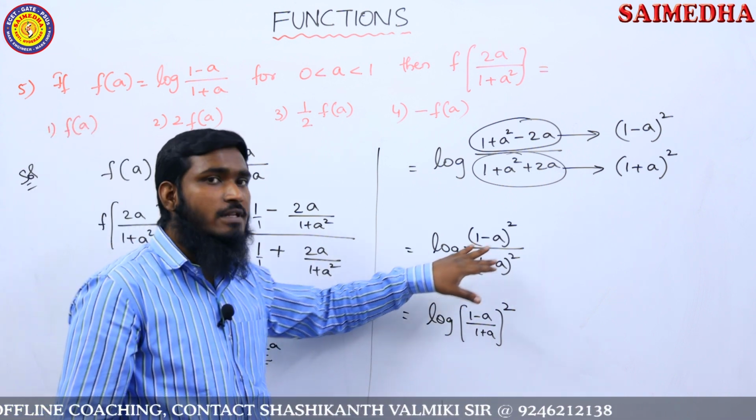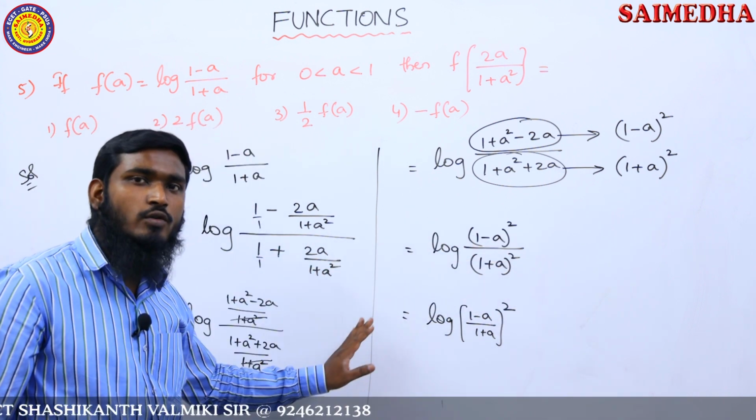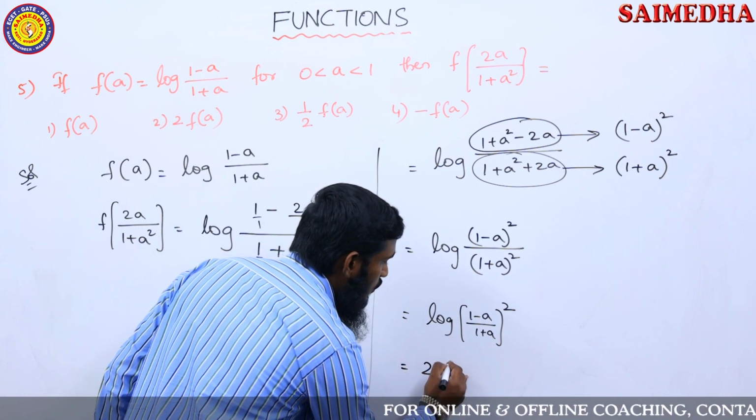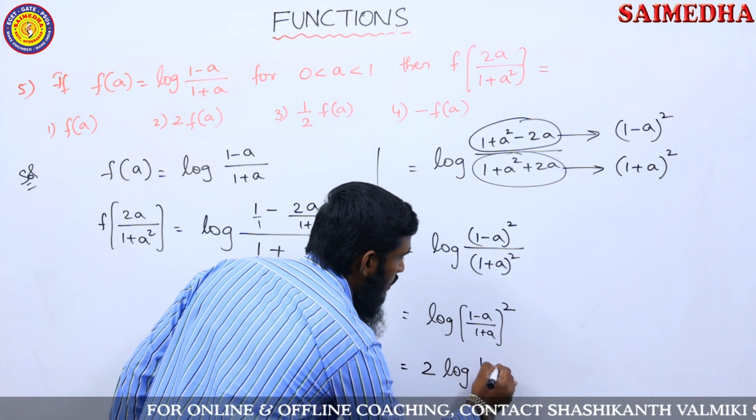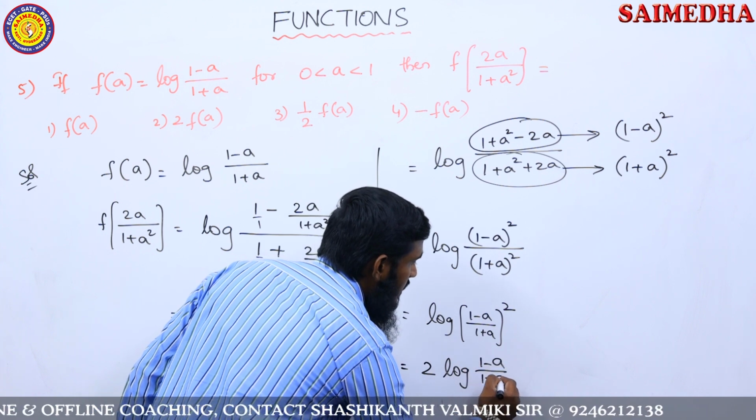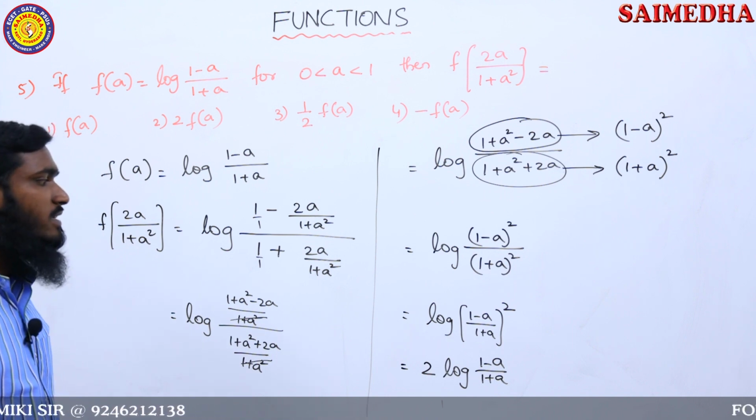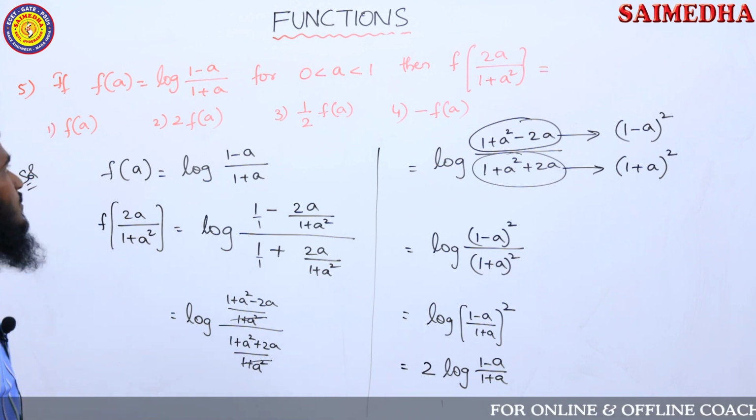Now whenever we have the square part, according to the properties of the logarithm, we can write it as 2 log (1 minus a divided by 1 plus a). So we are getting the answer as 2 log (1 minus a divided by 1 plus a). Now let us see the options.